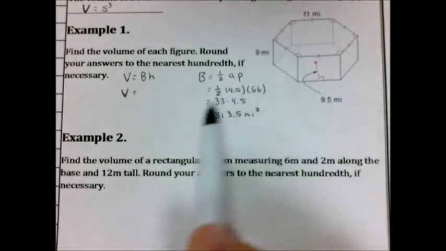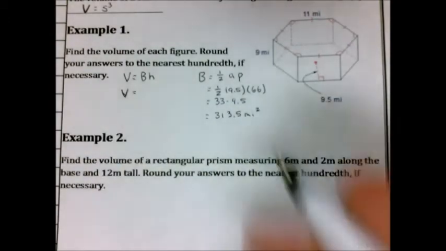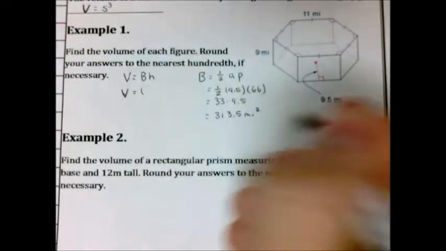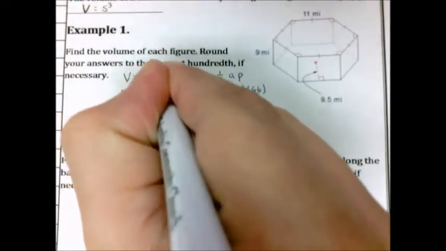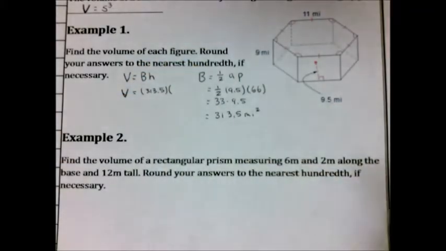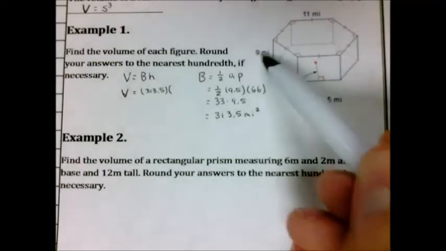Now we can use that number and plug it into this volume formula. So our base is 313.5, and multiply that by the height of the prism. Now the height from base to base is 9 miles.